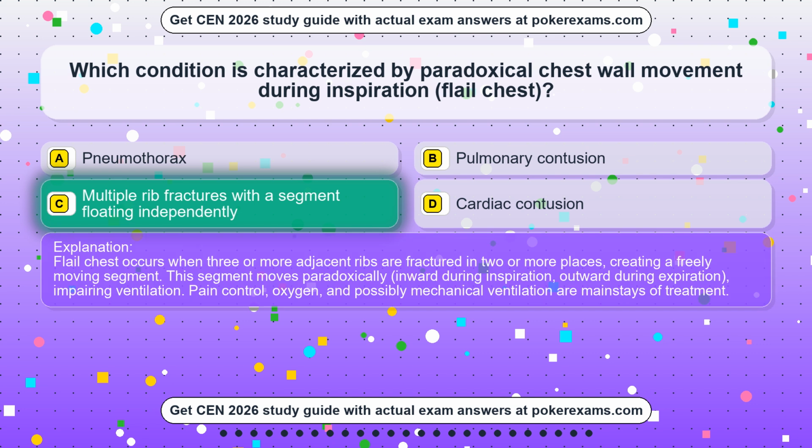Flail chest occurs when 3 or more adjacent ribs are fractured in 2 or more places, creating a freely moving segment. This segment moves paradoxically, inward during inspiration, outward during expiration, impairing ventilation. Pain control, oxygen, and possibly mechanical ventilation are mainstays of treatment.